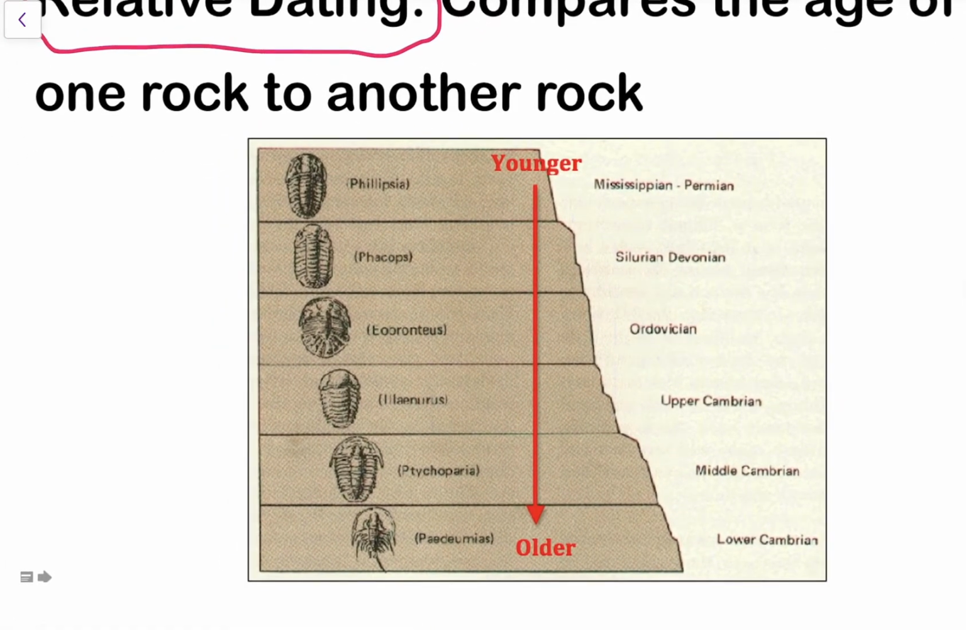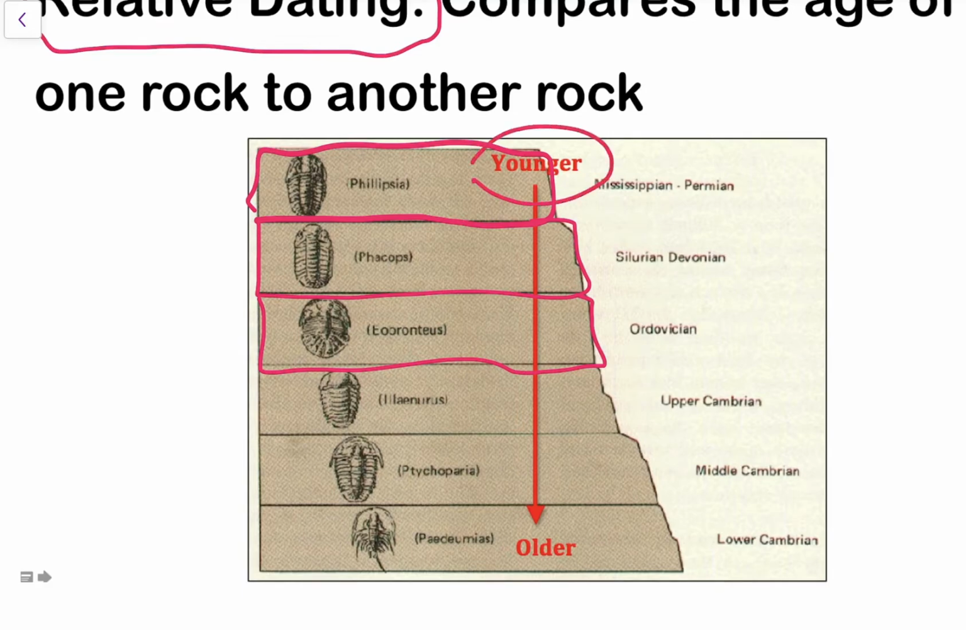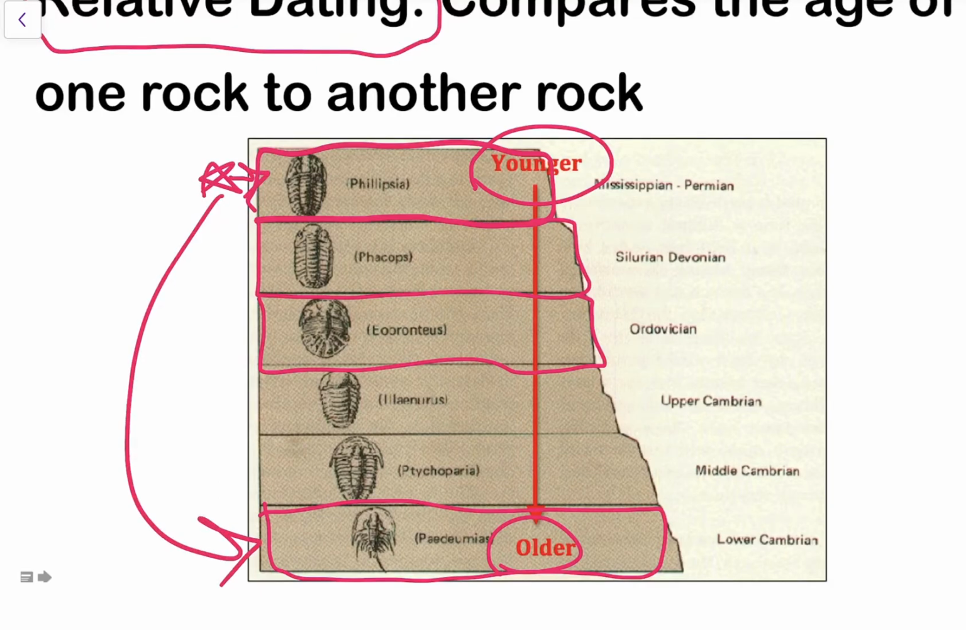So, for example, if we look at this picture, here are different layers of rock underneath the ground, okay? And in each layer, here at the top, it says younger, and then down near the bottom, it says older. So in relative dating, we would just say this rock up here is younger than this rock at the bottom.